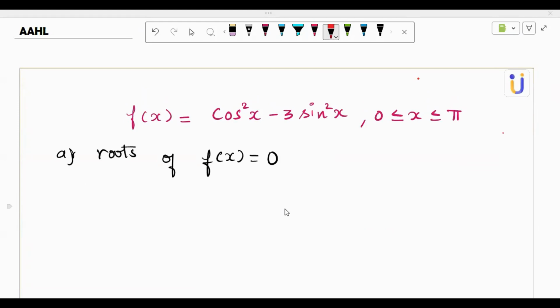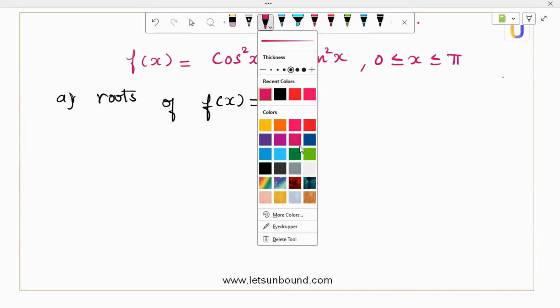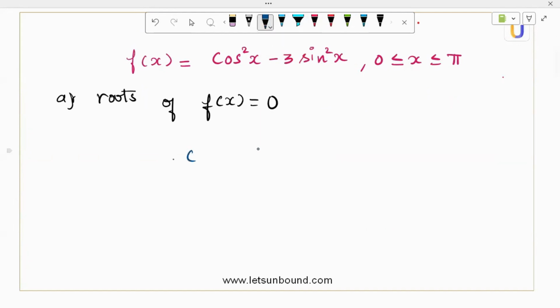It's totally 20 marks, and the first part is simple, just 5 marks. It's just solving a trigonometric equation. We can apply the ASTC rule and that will be so simple. So cos squared x minus 3 sine squared x equal to 0, you convert into a single trigonometric function, either cos or sine.